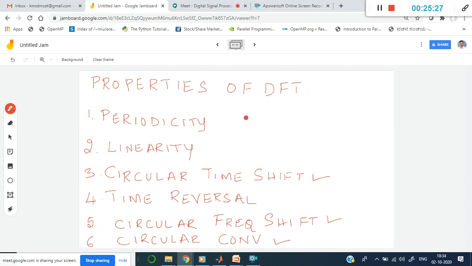I will quickly go with the understanding of the periodicity, linearity, and circular time shift. Today we'll try to cover these three properties, and then one simple example on circular time shift, using this property to obtain the DFT.